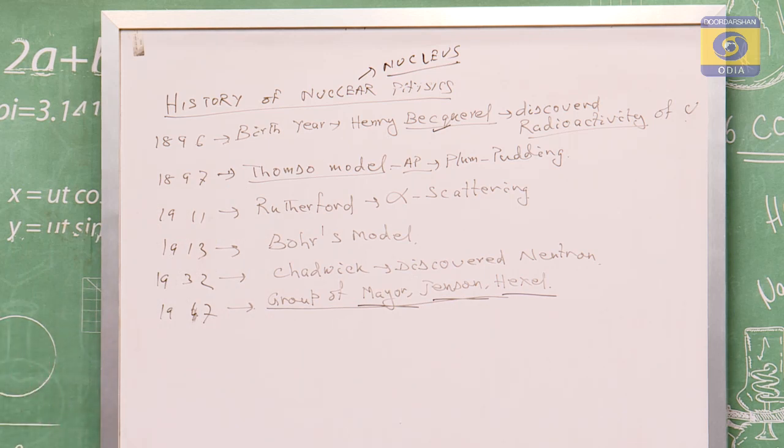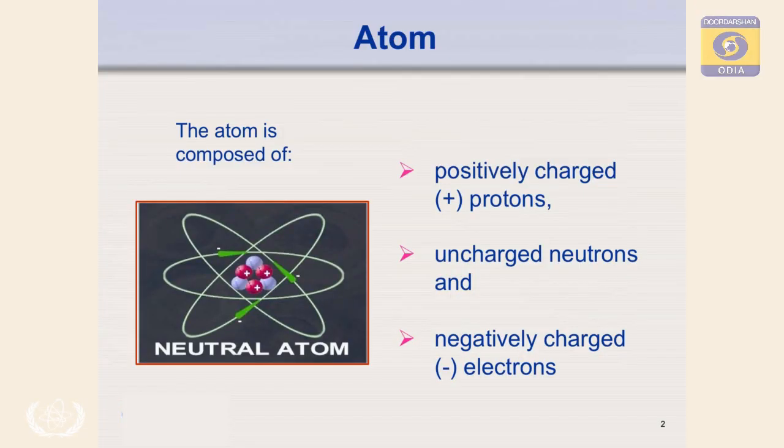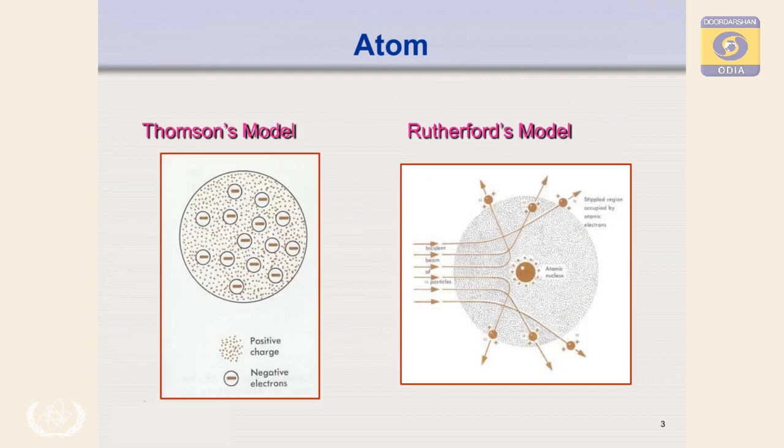Now let us go to the discovery of the different parts of the atom. The atom has a central part and the electrons revolve around it. On your screen you will find the electrons revolving around the nucleus, and the nucleus consists of positively charged particles. Next we go to the atom's different structures, like Thomson's model and Rutherford's model. As I said, Thomson's model is the plum pudding model, which shows the electrons on the outer side and the positively charged particles remaining at the center. That central part is later known as the nucleus, and the nucleus is positively charged, as we will come to know later.